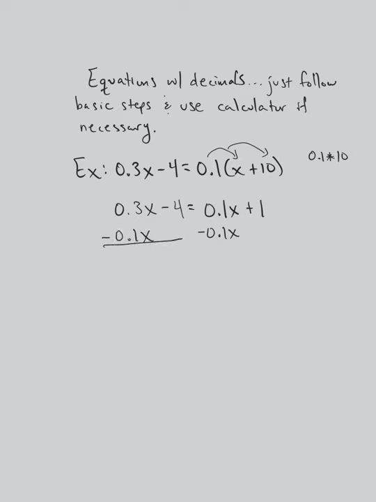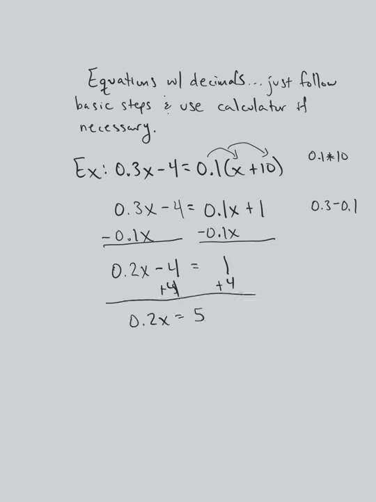It's just a matter of how much arithmetic you remember here. But if you don't know what you're going to get, just remember this is collecting like terms. Now you can't type in variables on your calculator, so you'll just type in 0.3 minus 0.1, and you're going to see you get 0.2x, minus 4 is equal to 1. Then you're going to add 4 to both sides. So we have 0.2x is equal to 5.